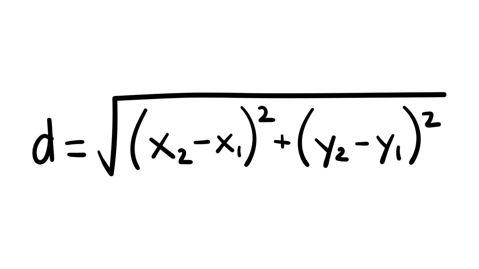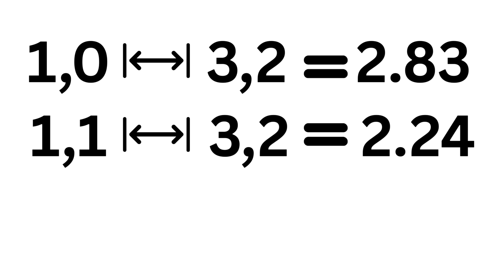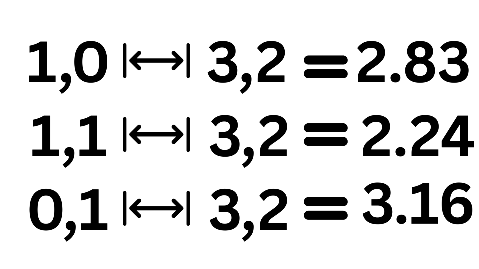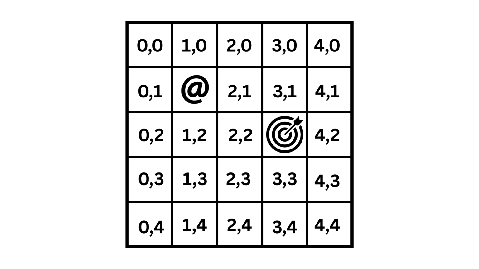Using the formula, here are the distances between each of the neighboring tiles and the target tile 3, 2. The distance between 1, 0 and 3, 2 is 2.83 rounded. The distance between 1, 1 and 3, 2 is 2.24 rounded. And the distance between 0, 1 and 3, 2 is 3.16 rounded. Between the 3 neighboring tiles, the tile 1, 1 has the smallest distance, which means that it is the closest to the target tile 3, 2. So that's the tile the player is going to move to next.